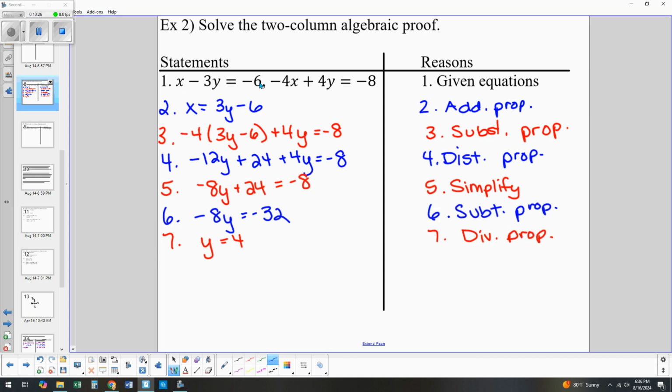So I could choose to plug it in here. I could choose to plug it in here, but the easiest way to solve will be plugging it in here because x is already isolated. So I'm going to take from step 2, and instead of writing the y, I'm going to substitute in the value of y.